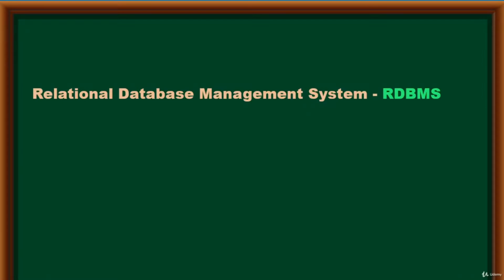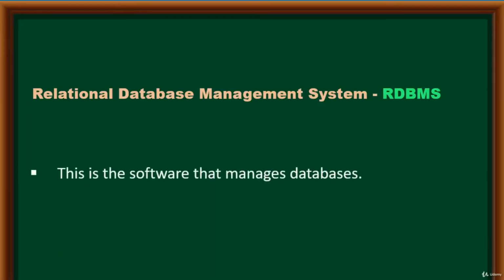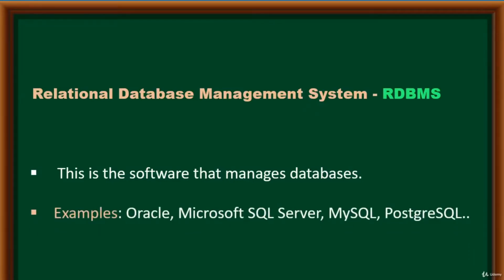Next, we're going to look at what a relational database management system is, also referred to as RDBMS for short. A relational database management system is basically software that is used to manage databases. There are several types of relational database management systems depending on the vendor. Examples include Oracle, Microsoft SQL Server, MySQL, PostgreSQL, and many others.